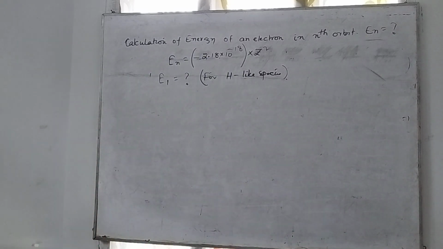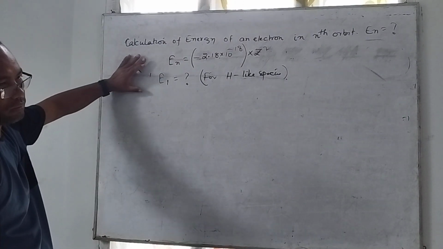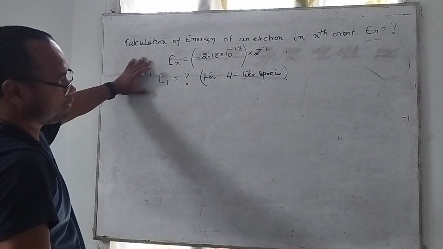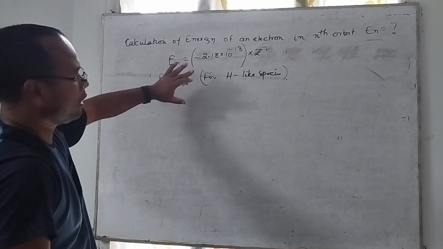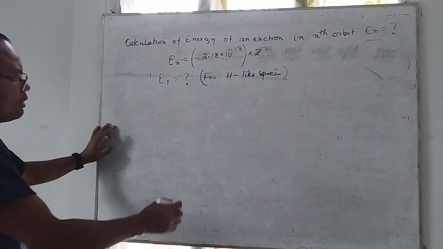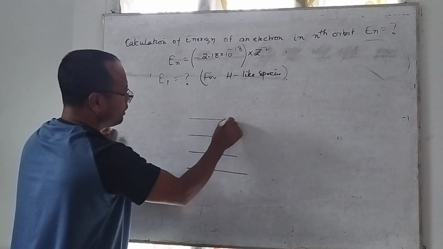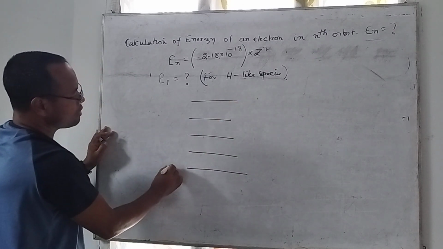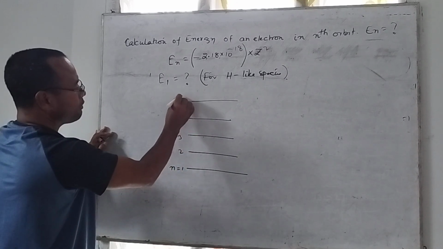Now, we are discussing how to calculate the energy of an electron in the n orbit. That's the idea. We can clear it now. Here, this is the structure of the atom. I draw it as a simple line like this, right? See, this is n equal to 1, 2, 3, 4, 5.